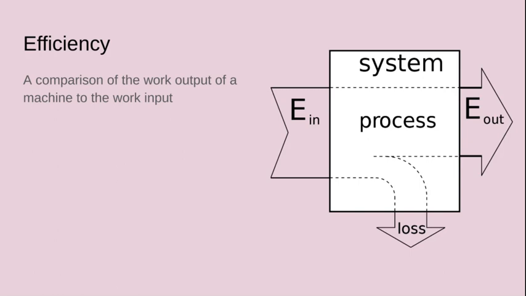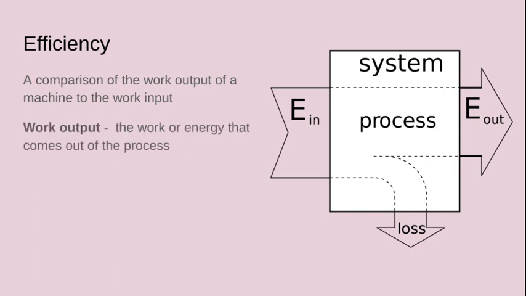It's a comparison of that work output of a machine or a system to the work input that you're doing. So talking about like the work that you put into it, or the operator puts into a pulley or into an inclined plane or something like that, versus how much work is done out of that machine. So that work output is talking about the work or energy that comes out of our process. What's the result after you've used your machine? And the work input is the energy or the work that's supplied to the process, usually what's put in or what the operator supplies, what they're doing.